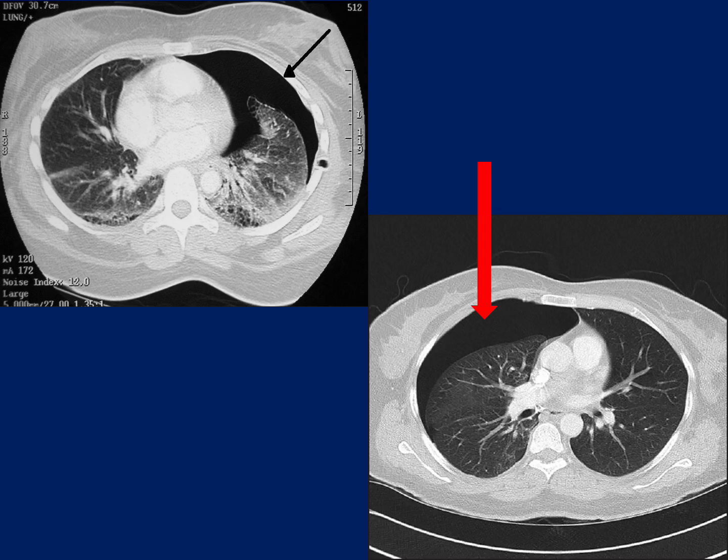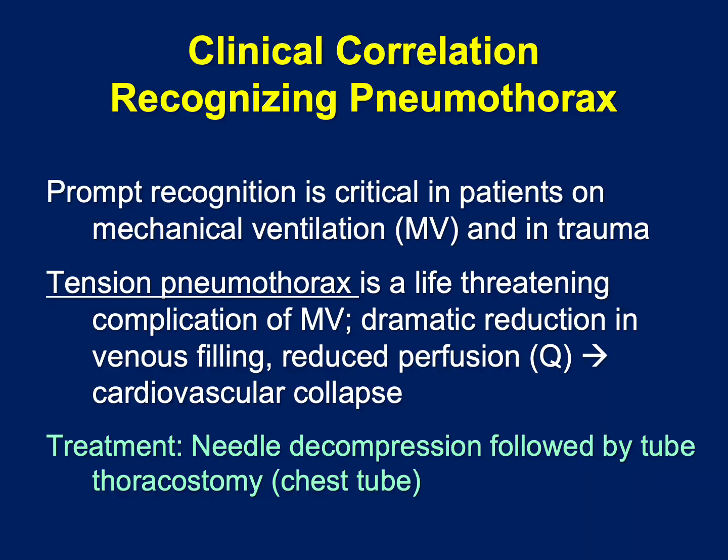On a CT scan, a pneumothorax is much easier to visualize. As you can see here, the darker areas in both these pictures depict the pneumothorax. Air has filled these areas and collapsed the lung by putting pressure on the lung tissue. Prompt recognition of a pneumothorax is critical, especially in patients on mechanical ventilation and in settings of trauma.